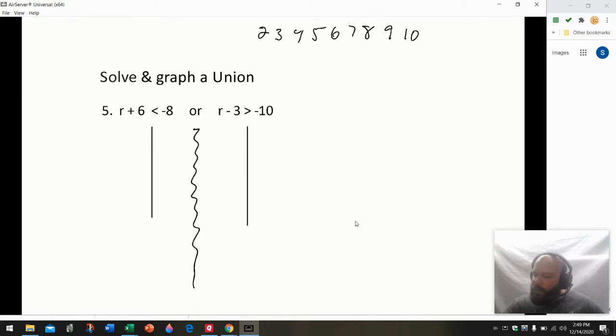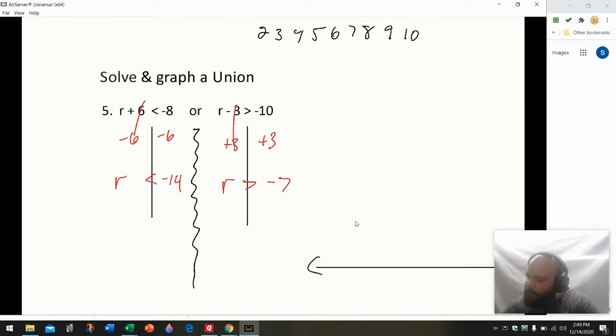Now, what's happening to the r? The r is being added to 6. We're going to subtract 6 from both sides. And so we're left with r is less than negative 14. Now here, we're going to get rid of that minus 3 by adding 3 to both sides. And so I get r is greater than negative 7. So there's two problems. Now the last thing to do would be to graph them.